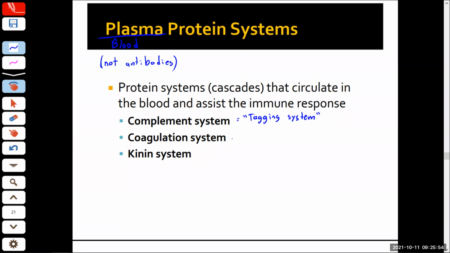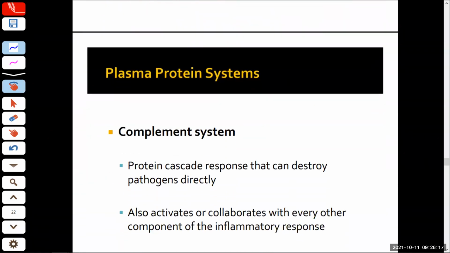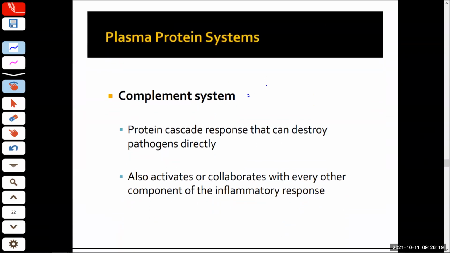Coagulation, kind of already talked about it. It's just clotting. Cool. Kinin, your kinin system. This is responsible for pain. So what I'm hinting at is this is the second source of pain with the inflammatory response. So first up is that complement system. Again, this is your tagging system.